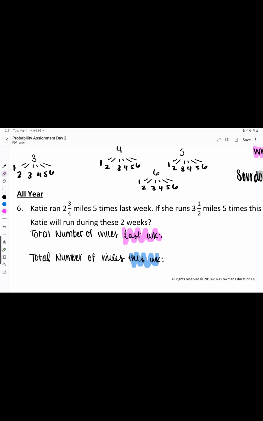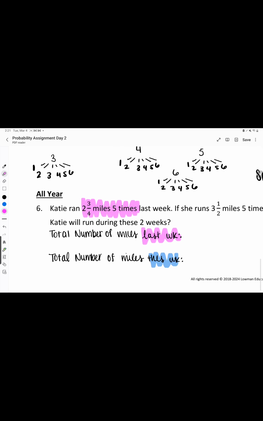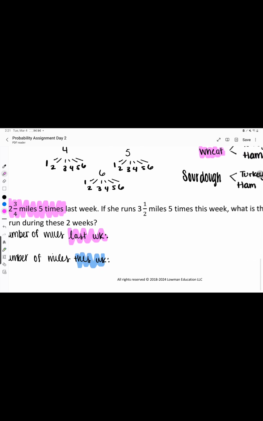Well, I know last week she ran 2 3/4 miles 5 times. So what would I do with 2 3/4 and 5? I would multiply those. The reason why I would multiply them is because let's say on Monday she ran 2 3/4. On Tuesday she ran 2 3/4. On Wednesday she ran 2 3/4. On Thursday she ran 2 3/4. And on Friday she ran 2 3/4. In order to figure out how much she ran altogether, I would do 2 3/4 times 5.